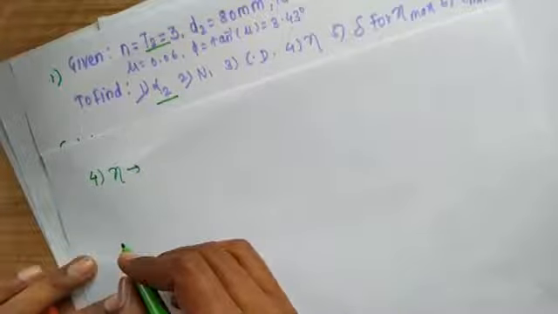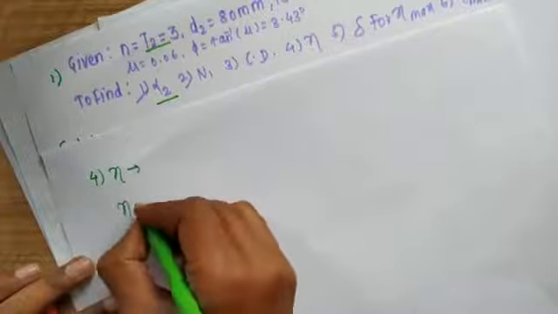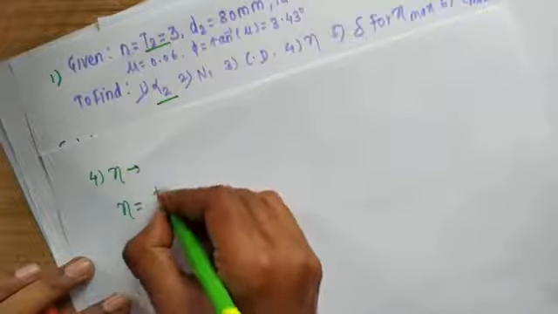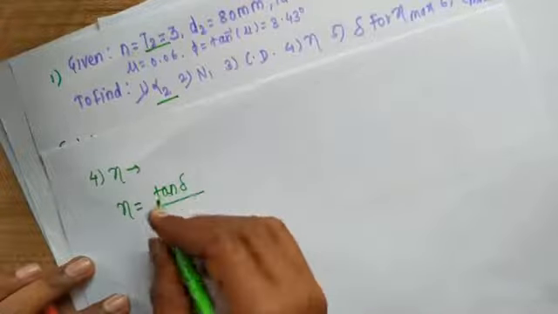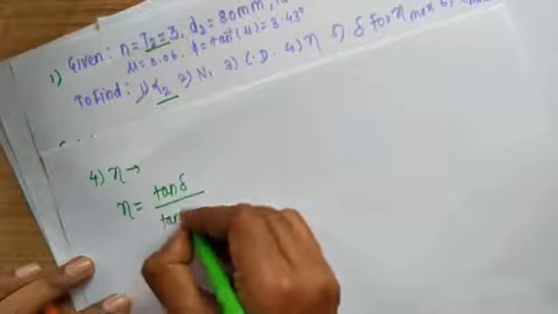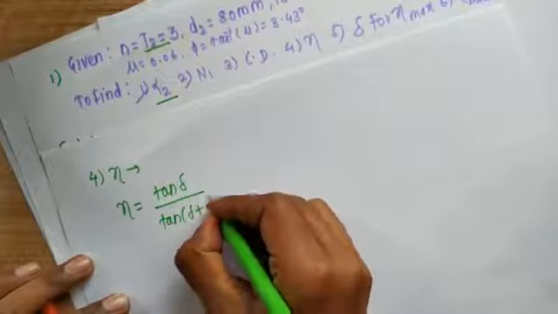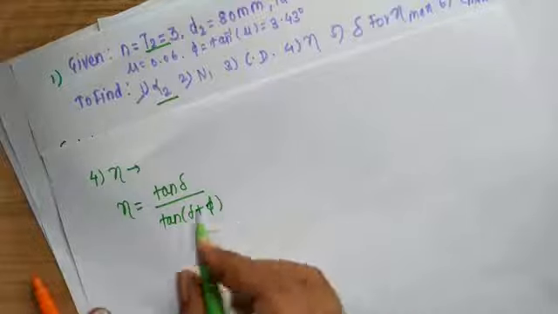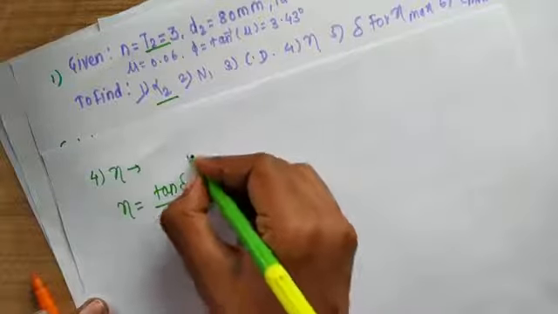What formula can we use for efficiency? We know the formula of efficiency is equal to tan delta upon tan of delta plus phi. Now remember why I use this formula. It is given in the numerical, 3 start worm, pitch of 80 mm and 20 mm. So who drives a worm? Means who will be the driver? Worm is a driver. So I wrote this formula by assuming the worm as a driver.